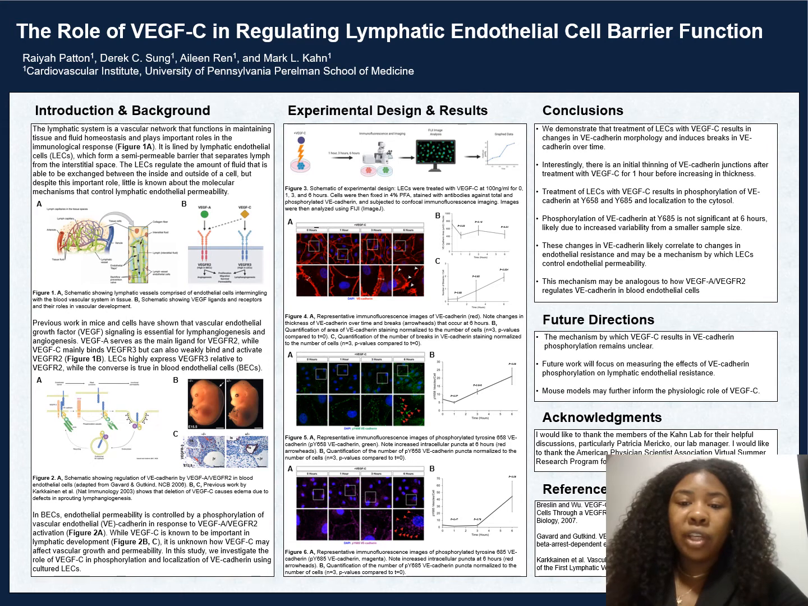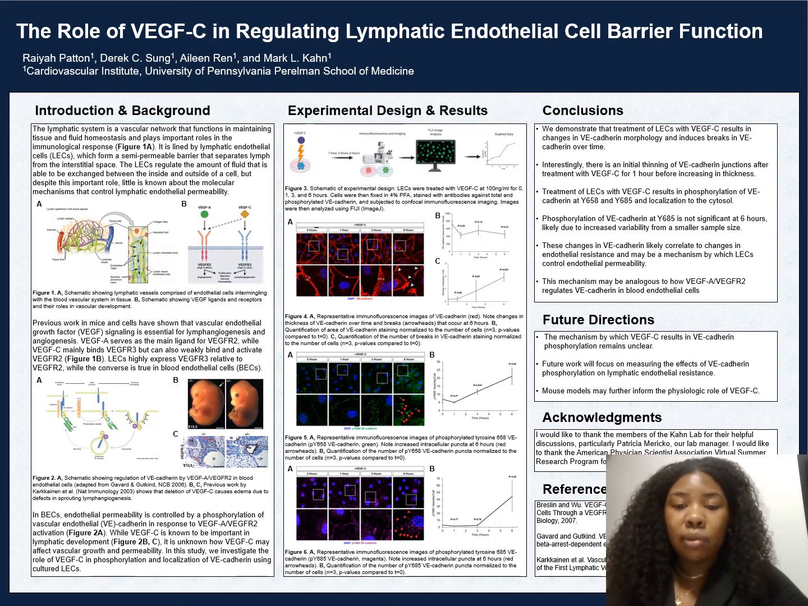Furthermore, the changes in the VE cadherin likely were related to the changes in the endothelial resistance, and this could potentially be the mechanism by which the permeability of these lymphatic endothelial cells is controlled, because we know as resistance decreases, the cell becomes more permeable, making it easier for the phosphorylated VE cadherin to localize further into the cytosol. Overall, this mechanism could be related similarly to how VEGF-A and VEGFR2 regulate VE cadherin in blood endothelial cells.